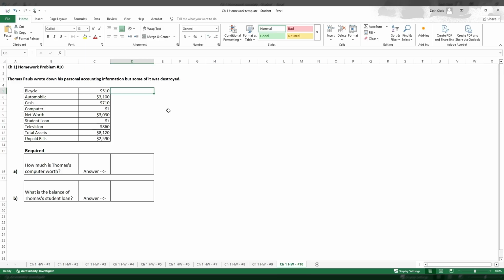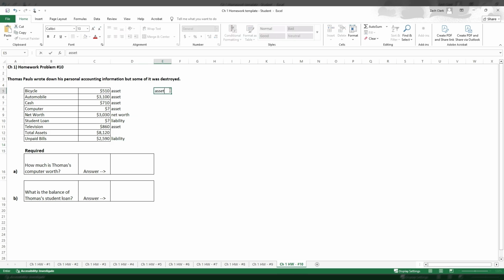So I think a good first place to start with this problem is just to indicate whether the individual items here are assets, liabilities, etc. And so let's just go through and classify. So a bicycle is an asset, automobile is an asset, cash is an asset, computer is an asset. We have net worth here, that is just net worth. The loan is a liability. Remember, the television is an asset. And then it also shows us total assets. And then down here we have unpaid bills, which is a liability.